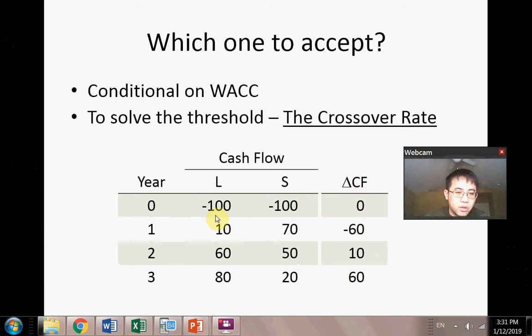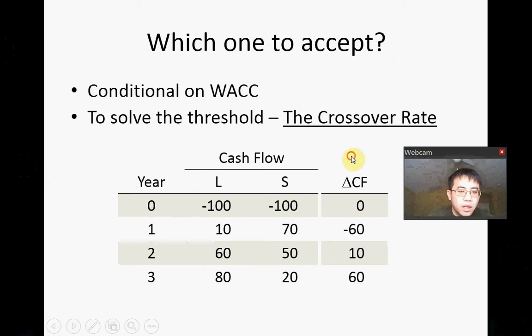So use -100 minus -100 gets 0, 10 minus 70 is -60, 60 minus 50 is 10, 80 minus 20 is 60. Then you get the IRR based on these cash flows. If you use your calculator or your Excel, that should be your answer, 8.68%. And this is a required skill for your exam.